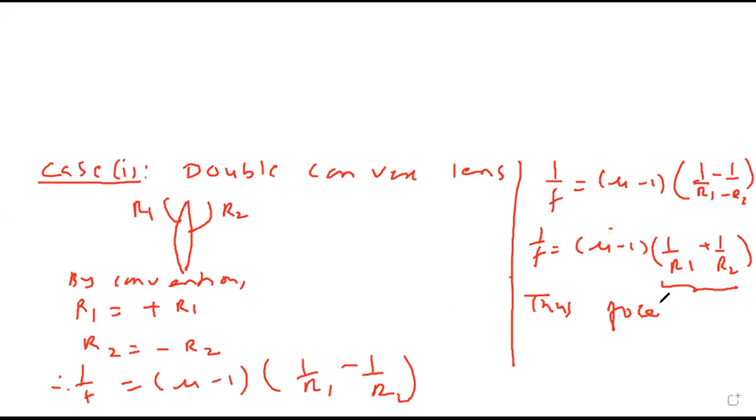focal length of convex lens will be positive. So sometimes they can ask from Lensmaker formula, show that the convex lens focal length is positive, right? Case 1, double convex lens, and then proceed.